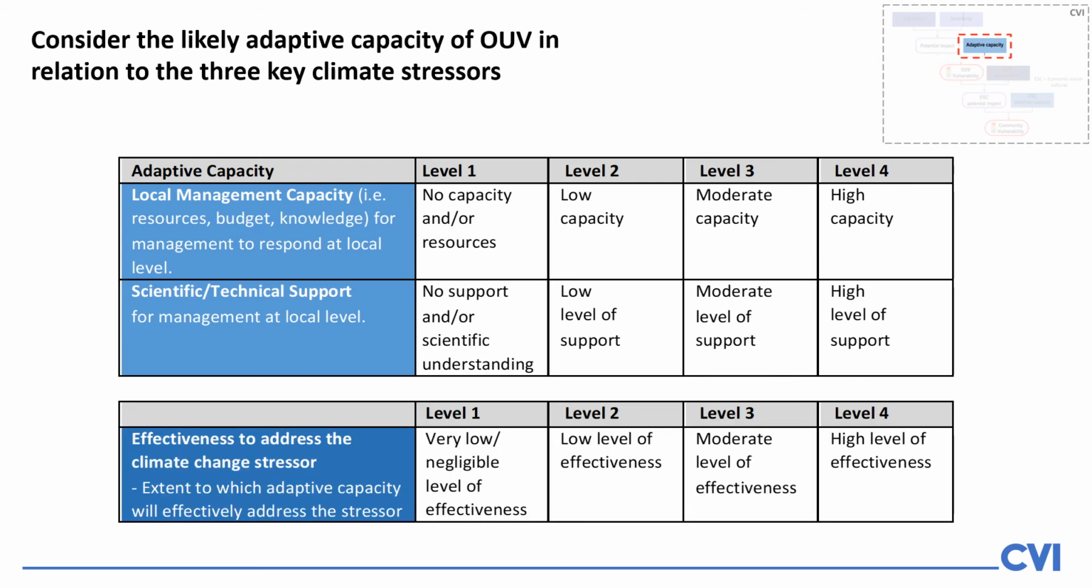But equally, we ask you to consider the effectiveness to address the individual climate stressor. So again, looking at each of those 3 climate stresses, is there a very low or a negligible level of effectiveness? Despite all your local management capacity and your scientific technical support, are you going to have very little impact on the effectiveness? Or is it going to be at a high level of effectiveness? So again, we do that. We assess the level of effectiveness to change the stressor for each of the 3 climate stresses.